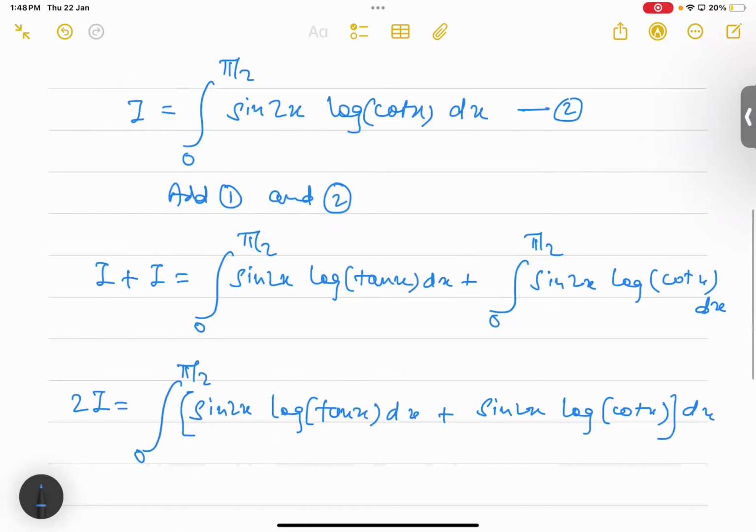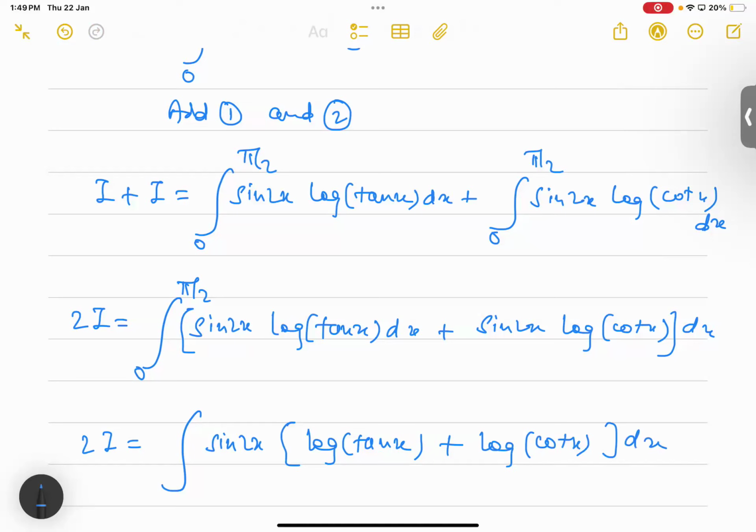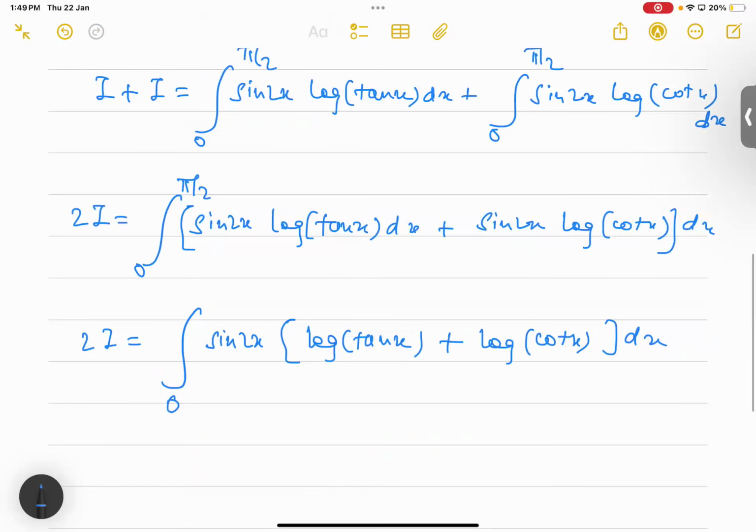Anything common? Sine 2x is common. Log tan x plus log cot x. Guys, what is log tan x plus log cot x? Log 1. Very good.